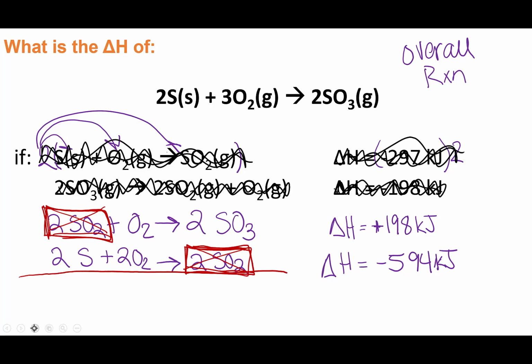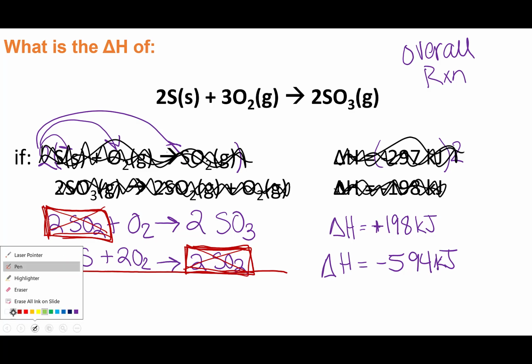Let me ask you about this one. Is oxygen considered an intermediate? It is not. Even though it's in both of the reactions, why would it not be considered an intermediate? Because it's on the same side of the reaction arrow, right? Reactant, reactant, that's not going to cancel out. That's actually going to add together. So because those are on the same side of the reaction arrow, it is not considered an intermediate.